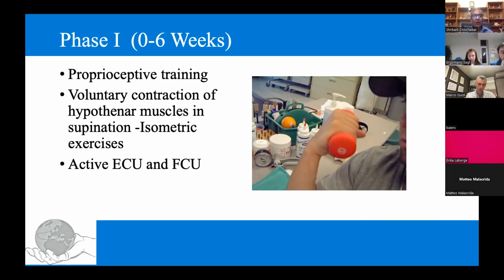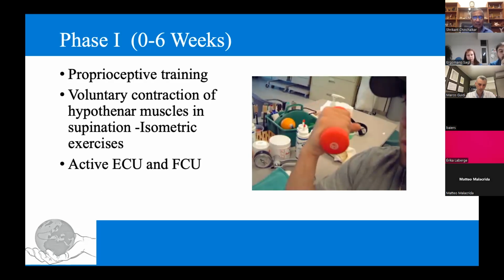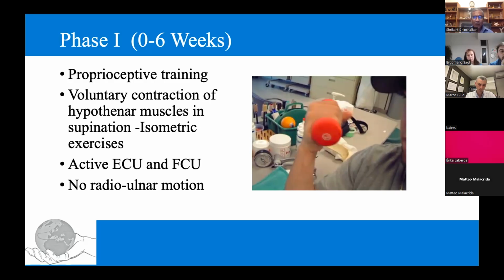treatment is voluntary contraction of, again, hypothenar muscles in supination, starting off with isometric, going on to active ECU and FCU strengthening program. For quite some time, we do not allow these patients to perform any radioulnar motion until we objectively identify that the carpus is starting to reorientate in relation to the distal radioulnar joint.